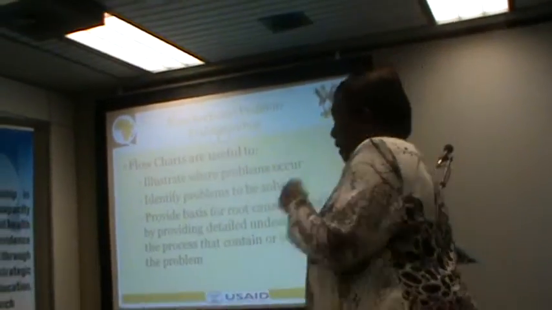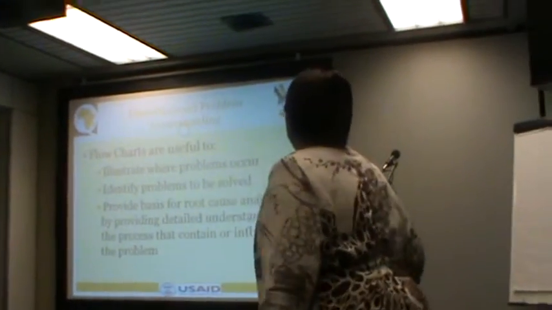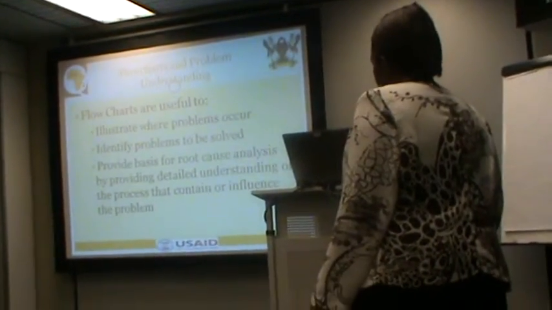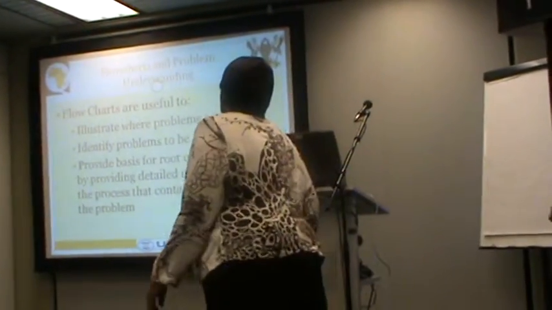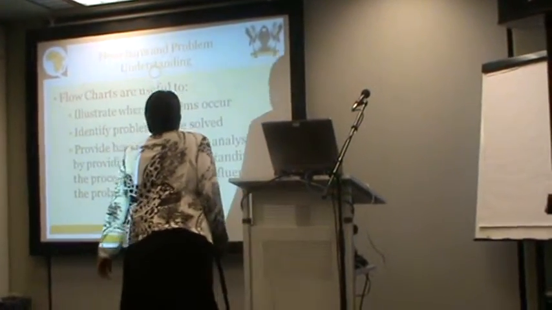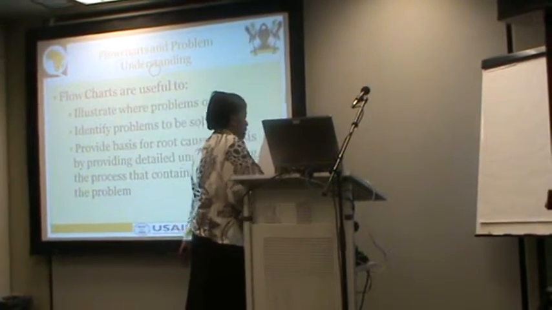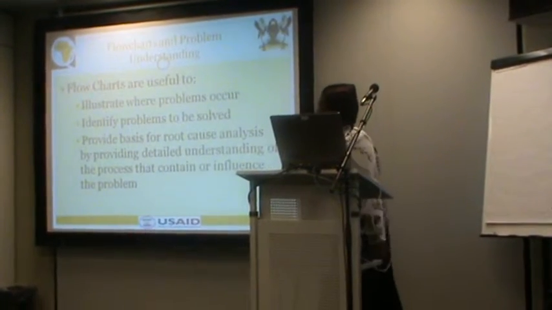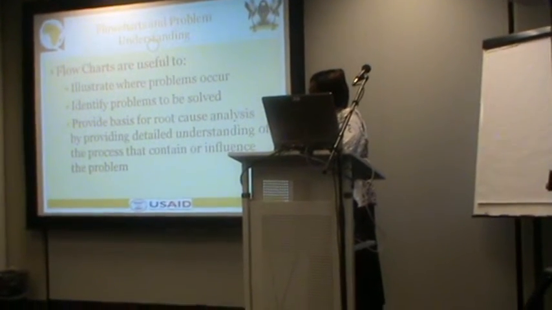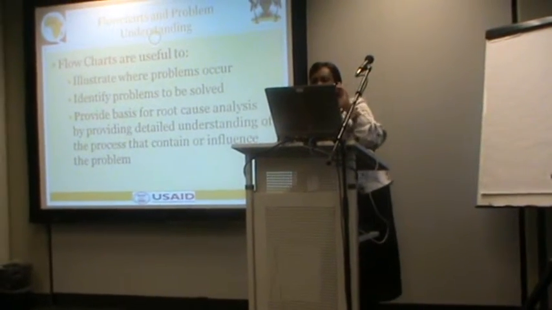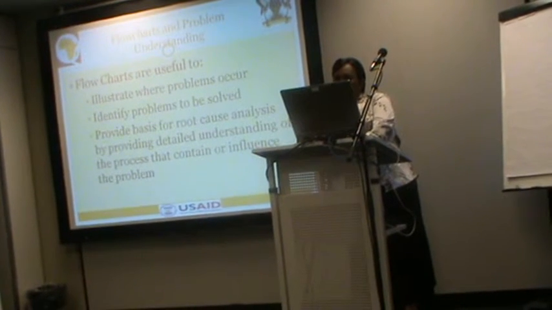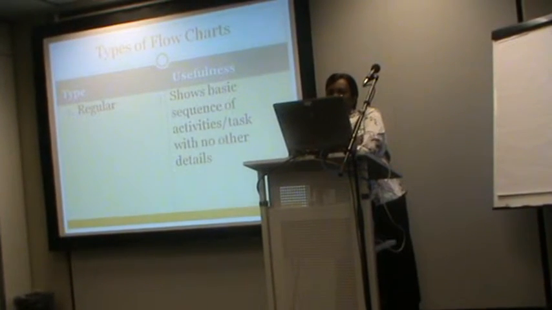Then I'll go to the second tool that you want to use for problem understanding, and that is flowcharts. These you must be very familiar with. They illustrate where the problems occur. They identify problems to be solved, because as you go through the system with the flowchart, you begin to recognize where the bottlenecks probably are. They provide a very good basis for root cause analysis, because they allow you to understand in detail the process and what in that process can influence the problem.